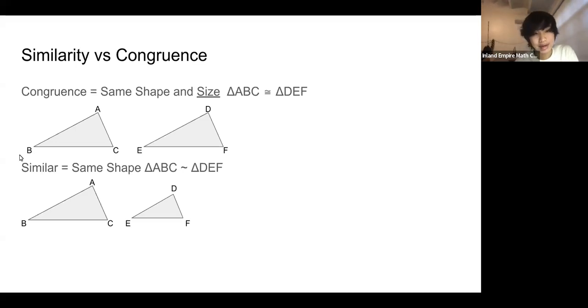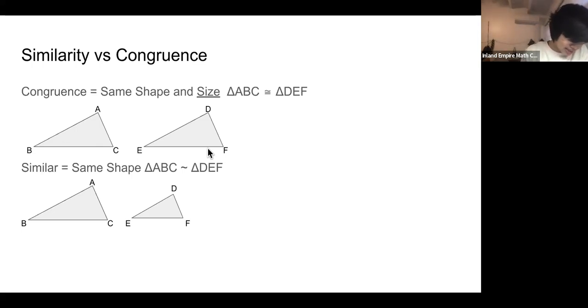So, for example, here you have ABC is the same as DEF because they're the same shape of triangle. They both kind of look like that, and they have the same sides. So all of their angles and all of their side lengths are the same. But this is actually different from similar.